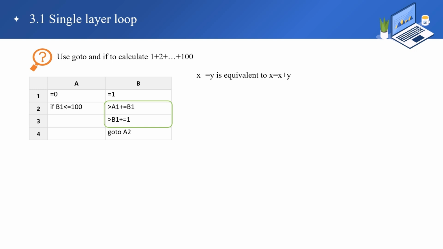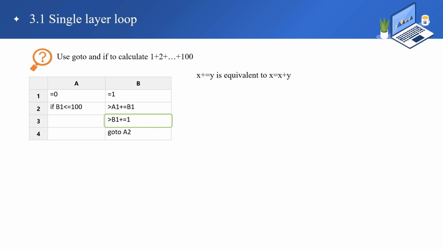Using if and goto to create loops, a loop variable needs to be defined artificially. B1 is the loop variable here. First, an initial value of 1 is assigned to the loop variable. Then the if statement is used to judge whether the loop ends or not. If not, the loop body will be executed. After execution, the loop variable will be added by 1, and then goto will be used to jump back. If the loop end condition is true, the if statement will no longer execute the loop body.